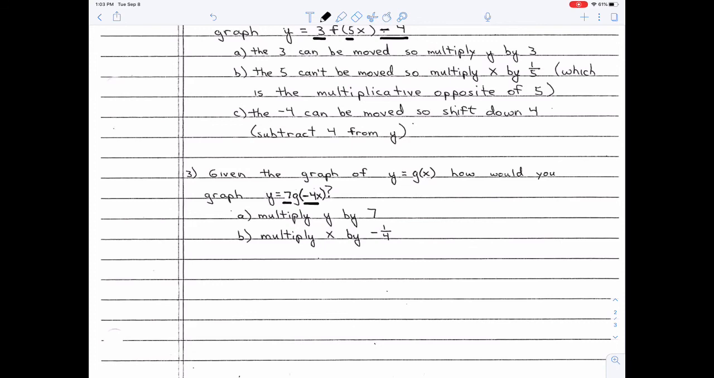And then once you determine which variable the number is changing, is that number on the same side of the equation as that variable? If it is, you do the opposite of what it says. And if it's on the opposite side of the equation as that variable, you do exactly what it says. And the part you've got to be careful is when you're multiplying a number by x, because the multiplicative opposite of something is the reciprocal.